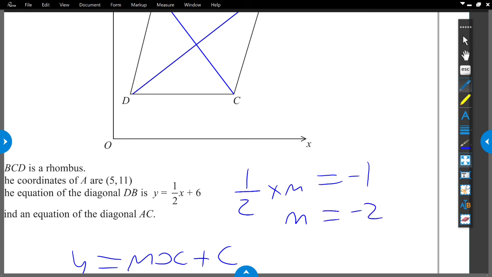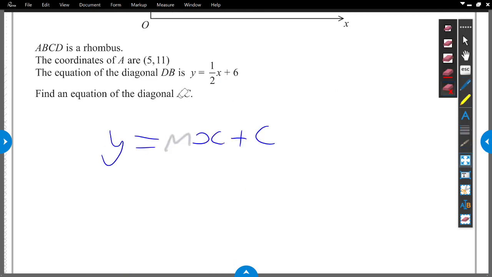There's a simple trick with gradients, and that's that the perpendicular gradient is the negative reciprocal. So for example, if I had 5 over 3 as a gradient, the perpendicular gradient would be minus 3 over 5, because it has to be negative and it has to be shallower than this one, or the other way around, it has to be steeper than the other one, depending on if it's less or greater than 1 or minus 1. So now we've got the gradient, we've got m, which is minus 2.